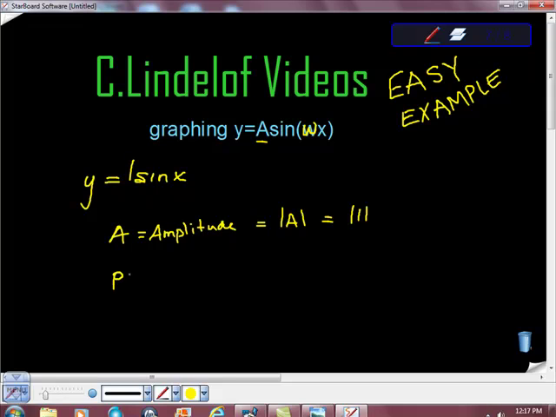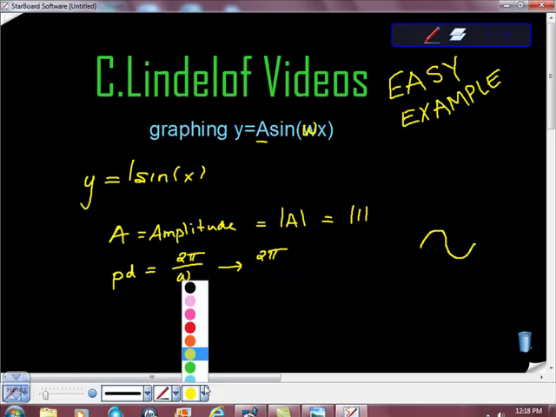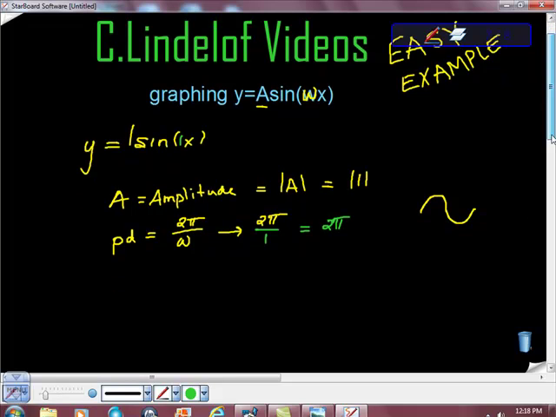Then we want to know the period. The period of a trig curve describes one cycle of the curve. So this is one cycle. And the way you would find that in general is to take 2 pi divided by omega. In our specific case, we have 2 pi, and here we can see that there is an invisible 1 in front of the x. So omega is 1, which just gives us 2 pi. This one is really easy to do, I hope.